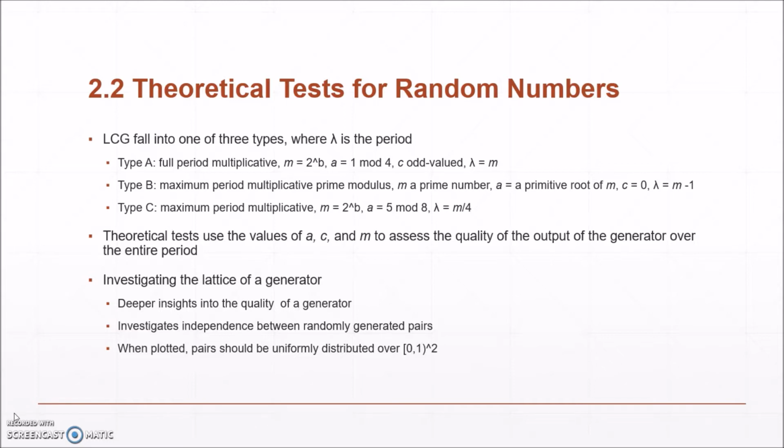Now, investigating the lattice of a generator. Investigating the lattice of a generator really just gives us deeper insight into the quality of a generator, and what it ends up doing is investigating the independence between randomly generated pairs. So it wants to make sure that when looking at randomly generated numbers, we're not having redundancies, trends, or anything of that liking, even though they may be randomly generated. They may have a large period, but they can still show that there is a trend in it. So what you want to do is make sure that when they're plotted, the pairs are uniformly distributed over your period.